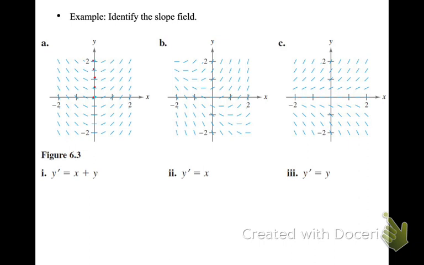See that? Okay. So when I have my x is 0, my slope is 0. So x would be 0 and y prime would be 0. So which one would that fit? 2.